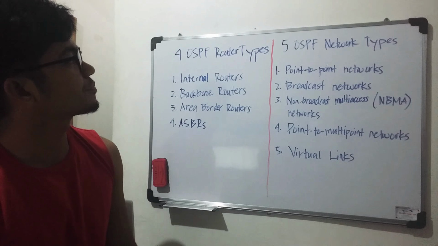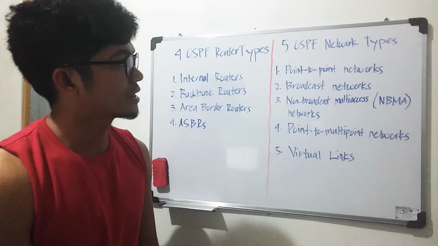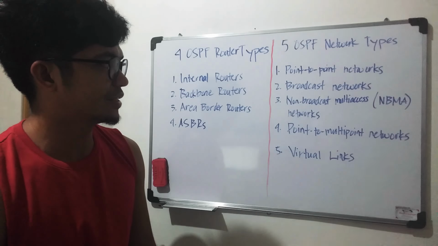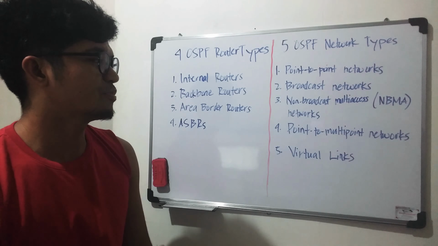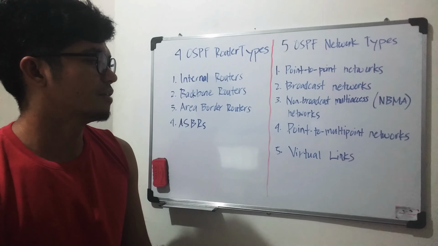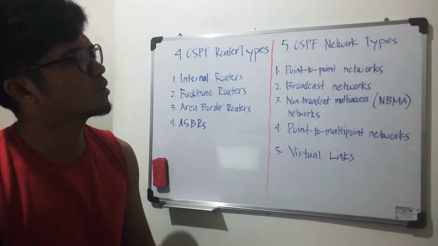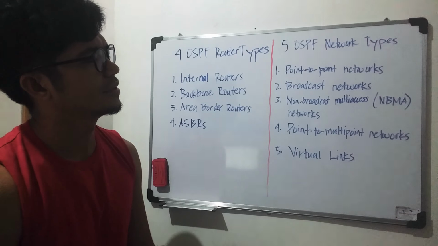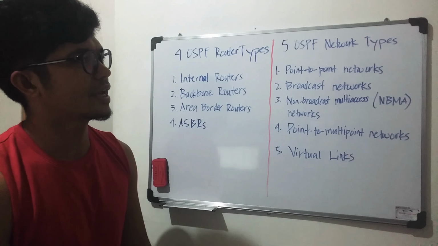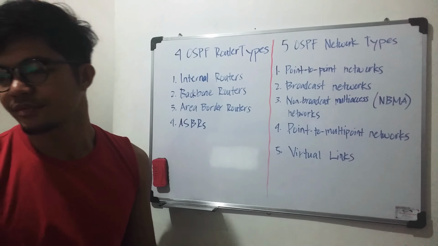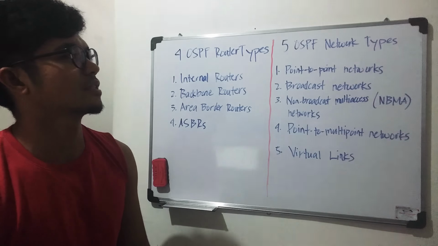So let's talk about 5 OSPF network types. There are 5 OSPF network types, and they are point-to-point networks, broadcast networks, non-broadcast multi-access or NBMA networks, point-to-multipoint networks, and virtual links. So number 1, point-to-point networks. An example of point-to-point networks is a connection between two routers using a T1 circuit or DS3 circuit. The routers always become adjacent.